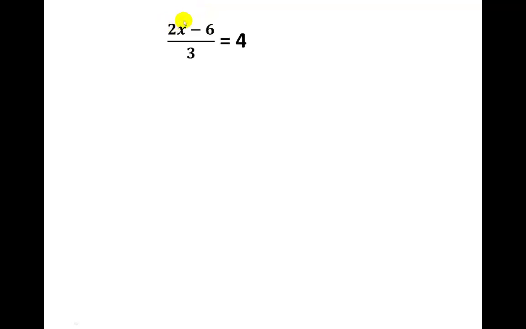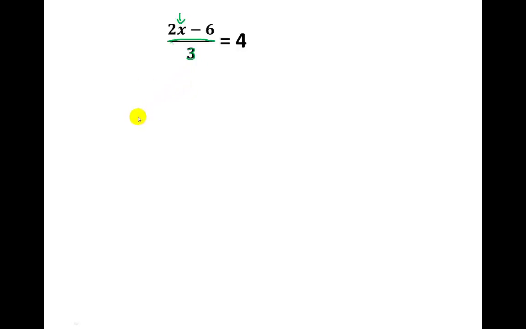We have (2x minus 6) divided by 3 is equal to 4. We need to solve for x, so we need to get this x all by itself. To start off, thinking in terms of when we've read the problem, 2 times x minus 6, divided by 3, the last thing I said was dividing by 3. So that's the first thing that we have to get rid of or undo.